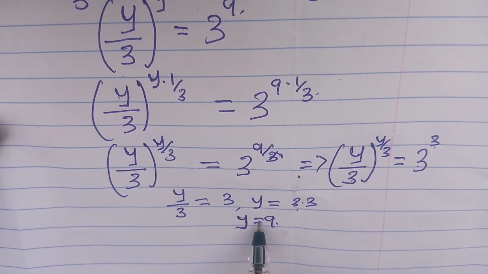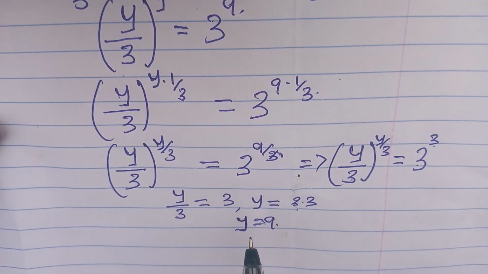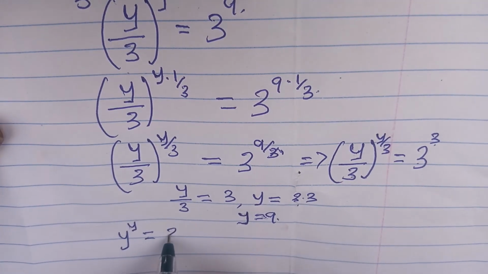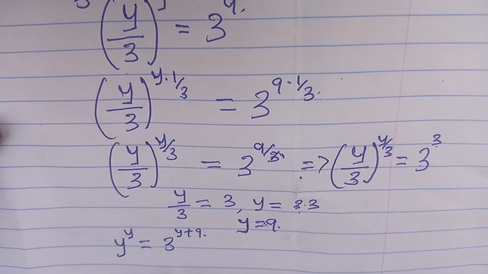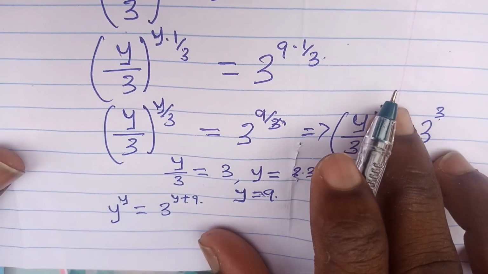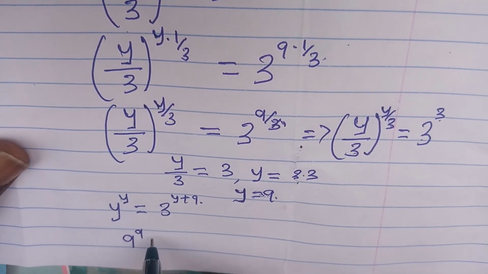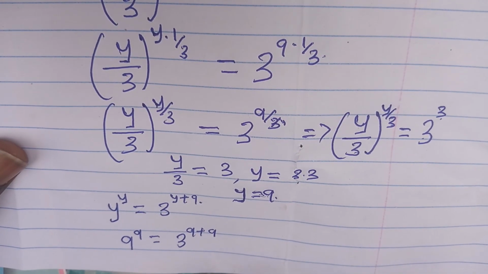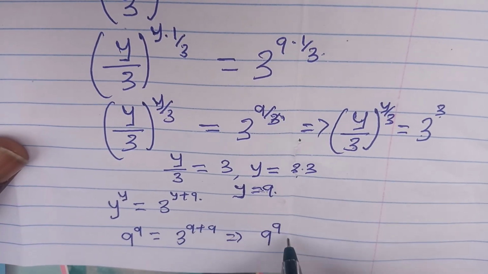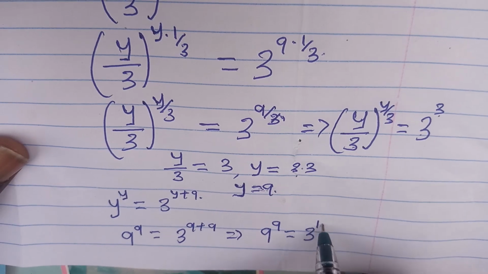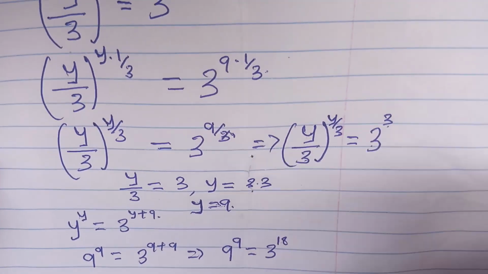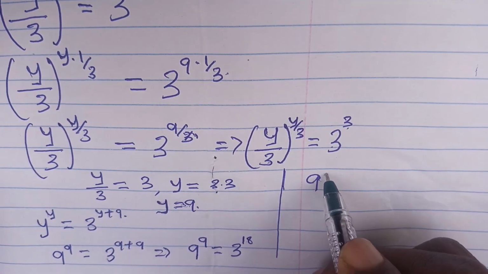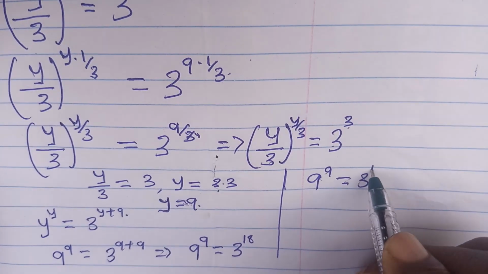Now we want to substitute the value of y into our previous question to see whether we are accurate. The question reads y to the power of y equals 3 to the power of y plus 9. Remember, y equals 9. So 9 to the power of 9 equals 3 to the power of 9 plus 9, which implies 9 to the power of 9 equals 3 to the power of 18.